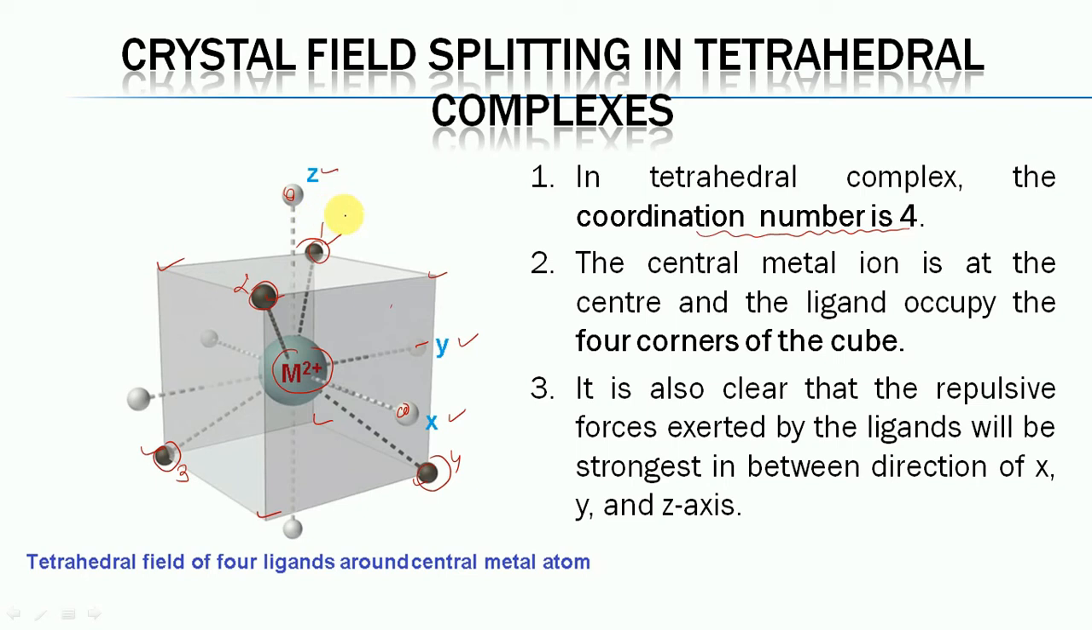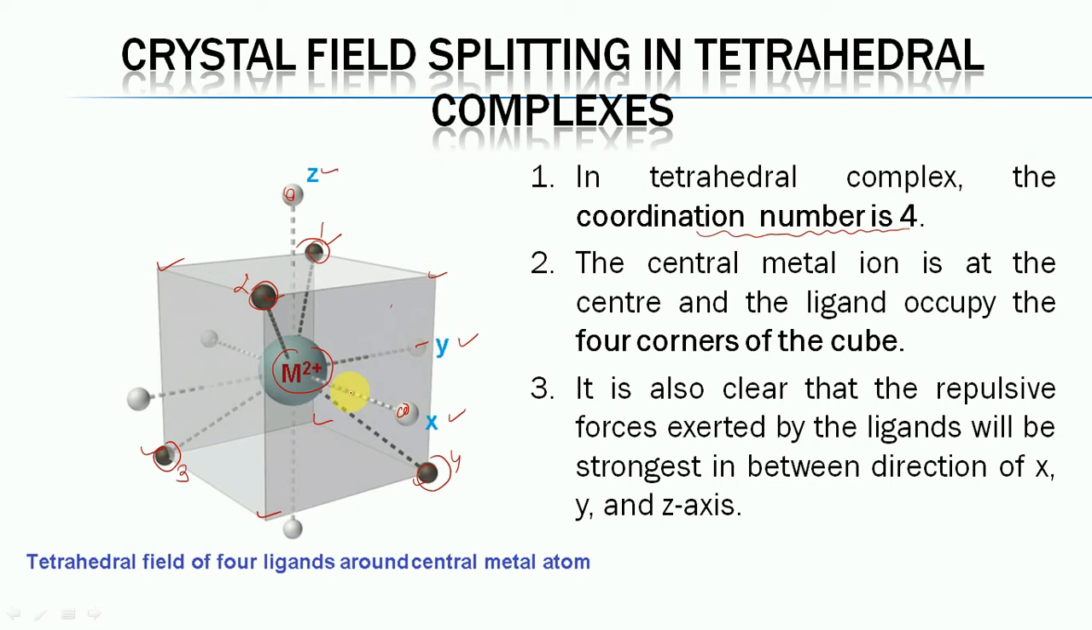So we already learned that in case of the octahedral field, the orbitals dxy, dyz and dzx lie along the xyz axes, that is, toward the center of the edge of the cube, whereas the orbitals dx square y square and dz square lie along the x, y and z axes, that is, toward the center of the face.